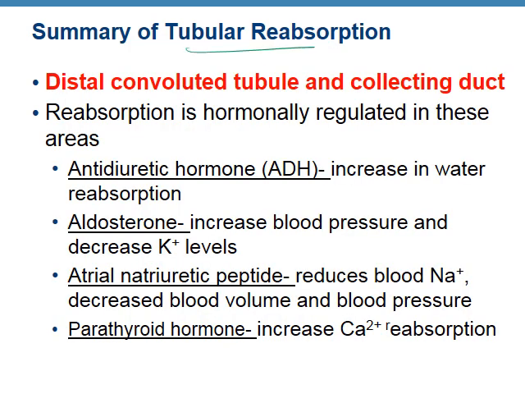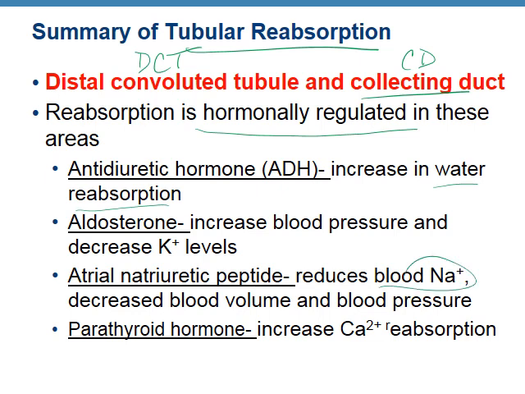And also, we have tubular reabsorption happening in the distal convoluted tubule and the collecting duct. So really, tubular reabsorption happens in the proximal tubule, in the loop of Henle, in the distal convoluted tubule, and the collecting duct. Reabsorption here, though, is usually hormonally regulated. So the distal convoluted tubule and the collecting duct have receptors for different hormones that can increase water absorption, can increase sodium reabsorption, right? Can increase calcium reabsorption. So these are more hormonally controlled tubular reabsorption.